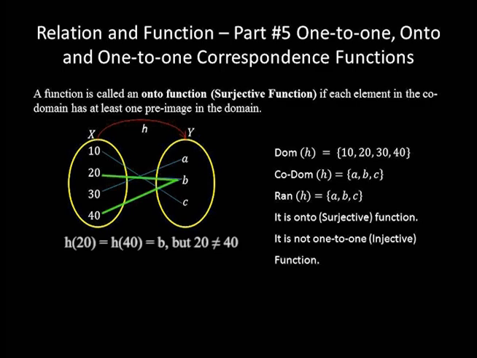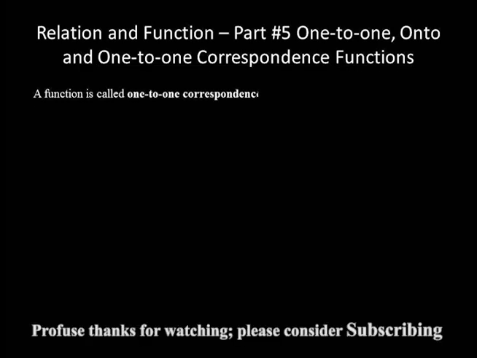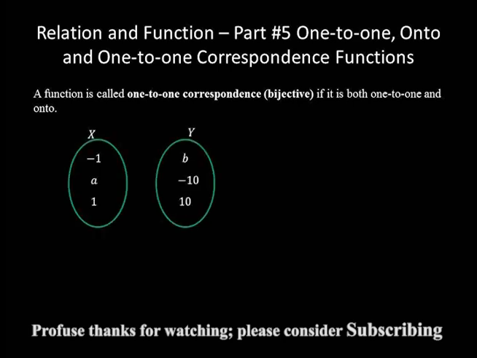The third category is the bijective or one-to-one correspondence function. A function is called a one-to-one correspondence or bijective function if it is both a one-to-one function and an onto function. Let's illustrate this definition by using a diagram again. The diagram given below shows x and y. Let h be a function that maps from x to y, and -1 relates to -10, a maps to b, and 1 associates with 10.